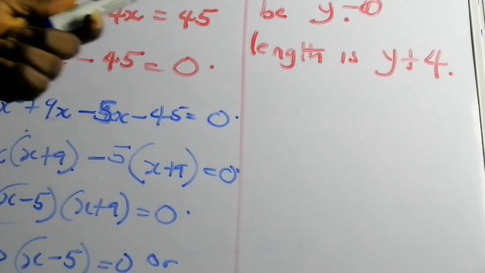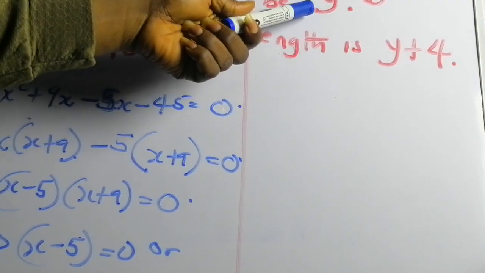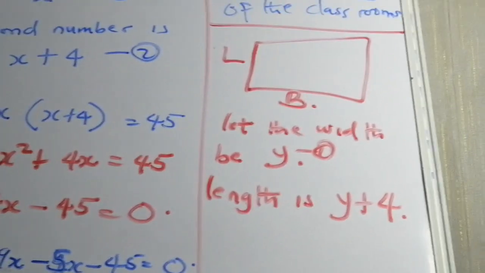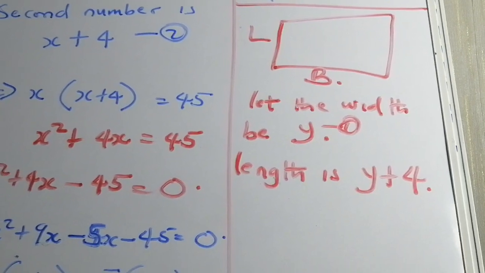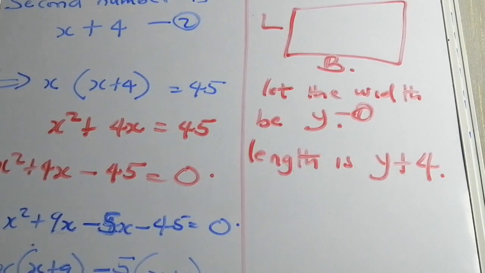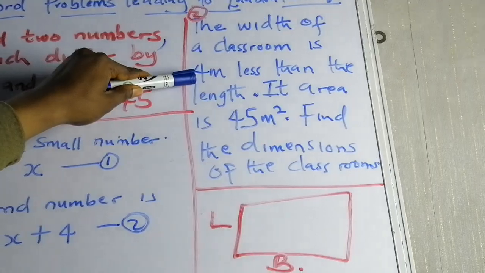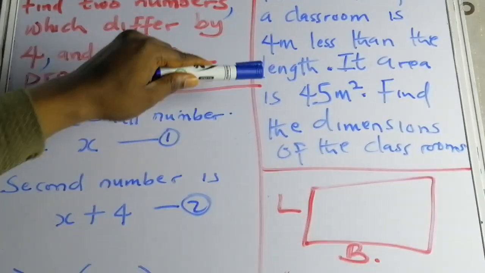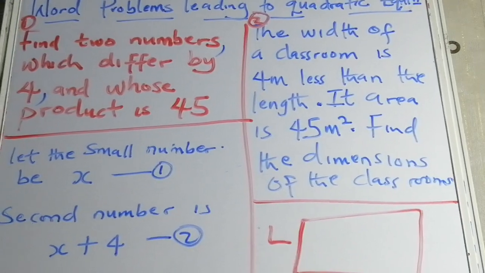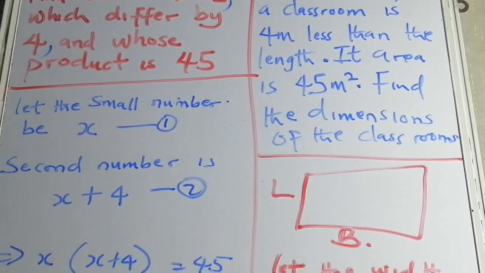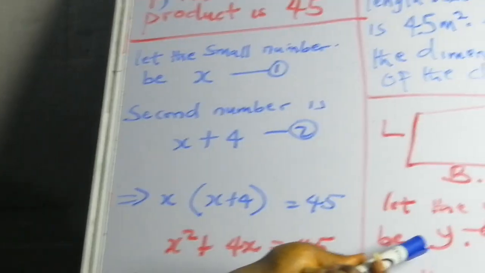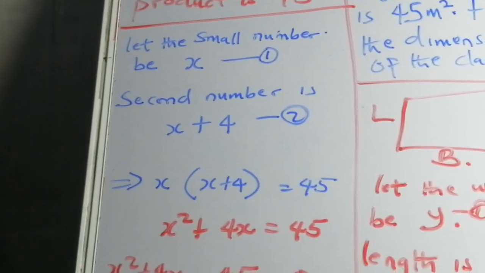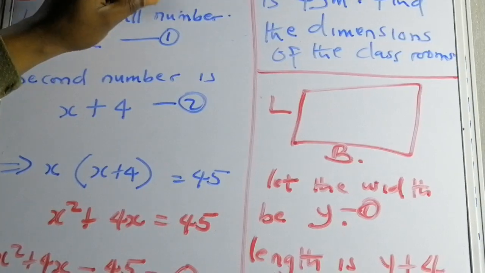Okay, now in this case they said this one is 4 meters less than. It means that if I get y, then the width of the class is 4 meters less than the length. So my length will be 4 added to this width.